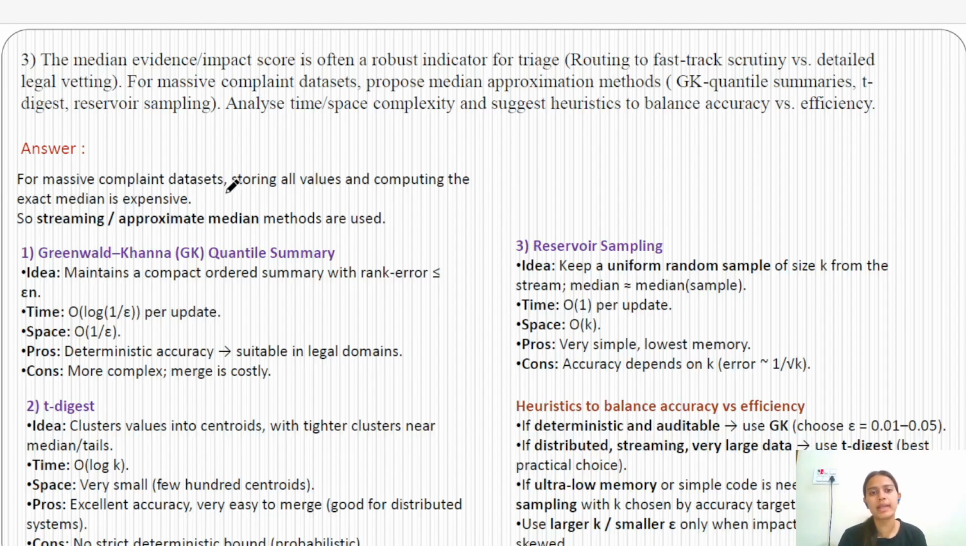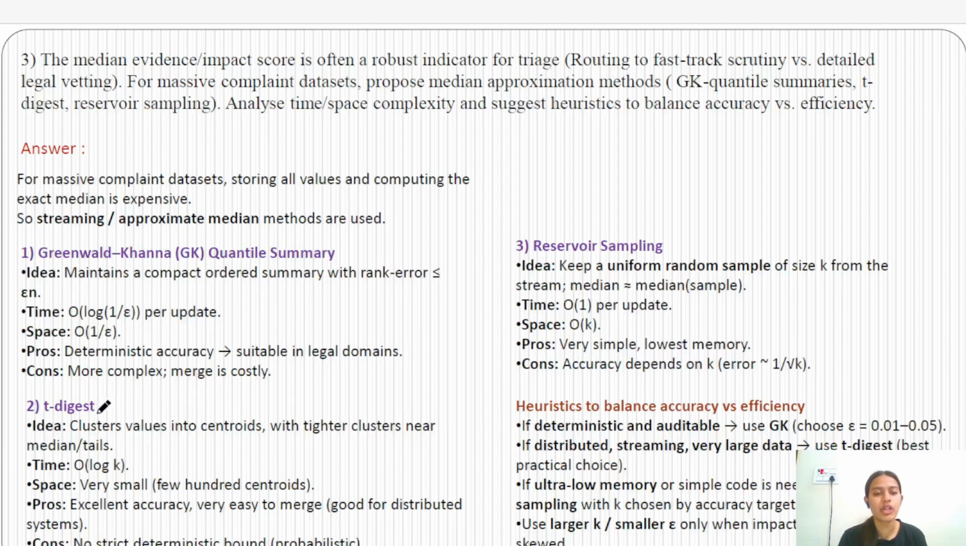For massive complaint datasets, storing all values and computing the exact median is expensive, so streaming or approximate median methods are used. First is the Greenwald-Khanna quantile summary. The idea is to maintain a compact, ordered summary with rank error less than or equal to the error bound. Time taken per update is O(log(1/error bound)), and space is O(1/error bound). Pros: deterministic accuracy, suitable in legal domains. Cons: more complex, and merge is very costly.